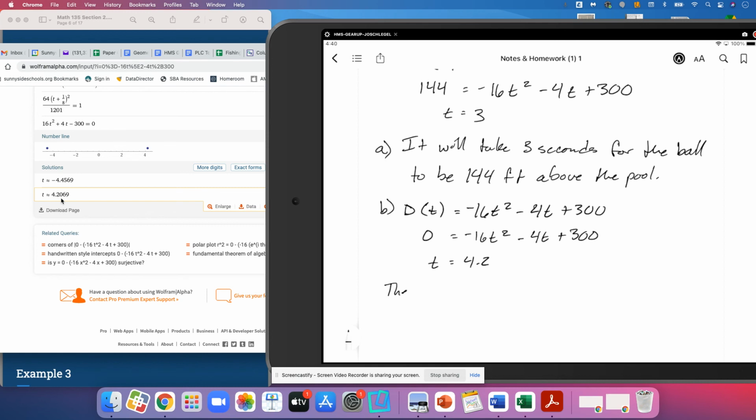So the ball will hit the pool after 4.2 seconds.